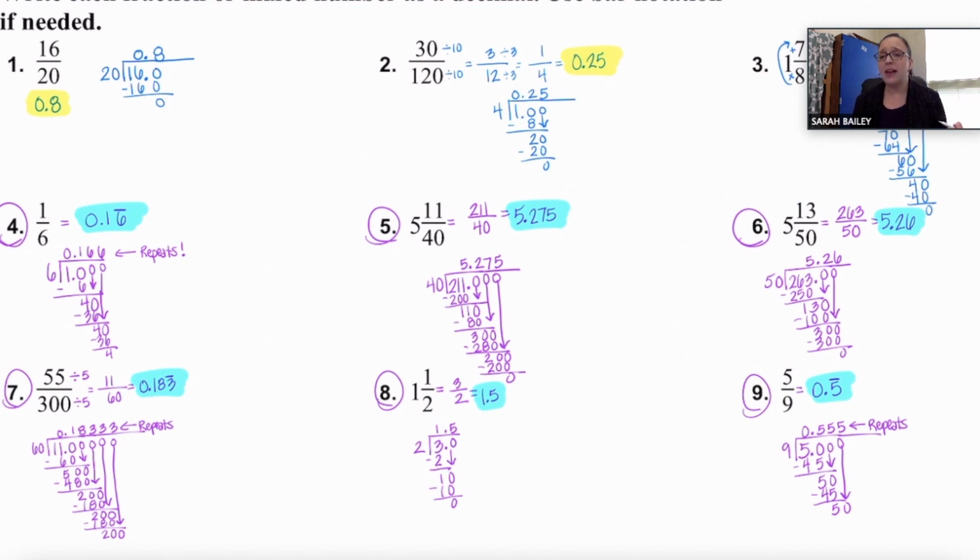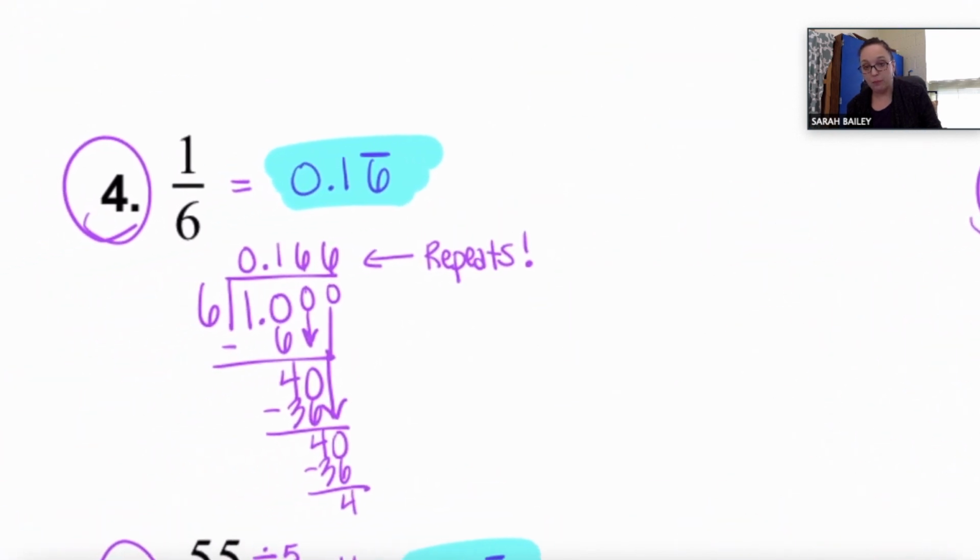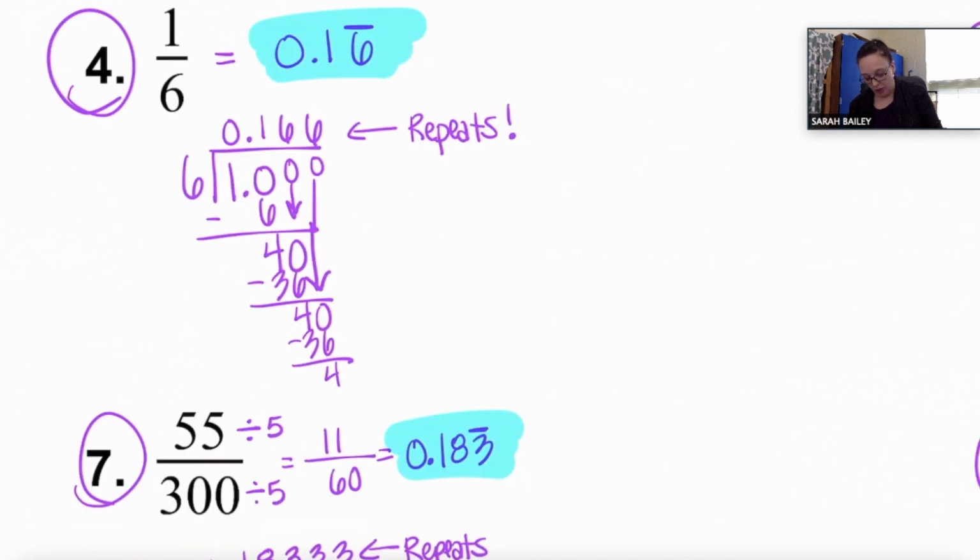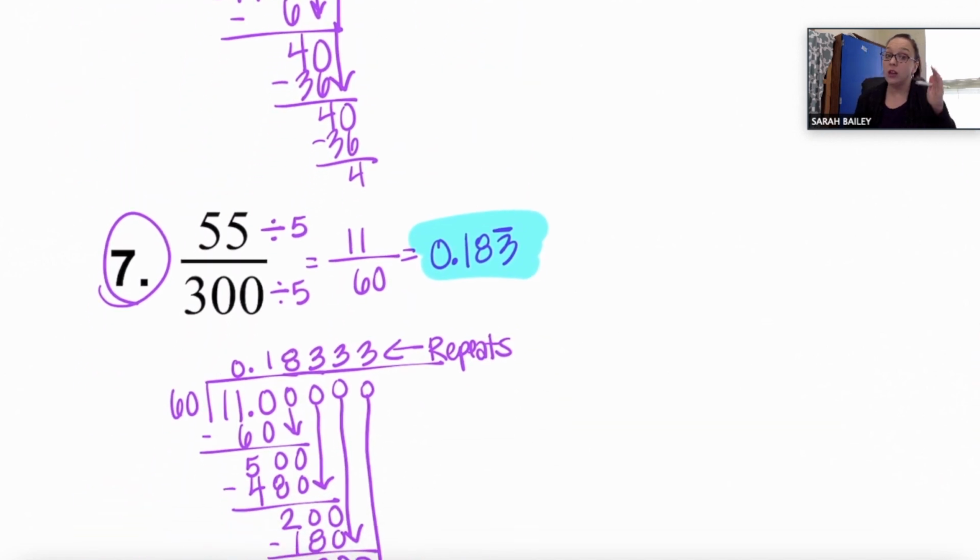So what you may notice is that in numbers 4, 7, and 9, we ended up with repeating decimals. You should have noticed the pattern where it repeats. In number 4 in particular, only the 6 repeats. So you'll see how I put that bar on top of just the 6. In number 7, only the 3 repeats. So the bar only goes over the top of the portion that repeats. In this case, only the 3.